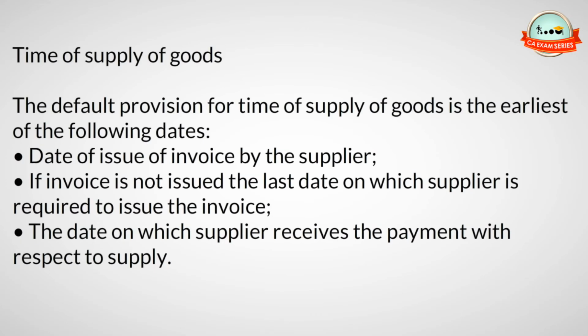Time of supply of goods. The default provision for time of supply of goods is the earliest of the following dates. Date of issue of invoice by the supplier. If invoice is not issued, the last date on which supplier is required to issue the invoice. The date on which supplier receives the payment with respect to supply.